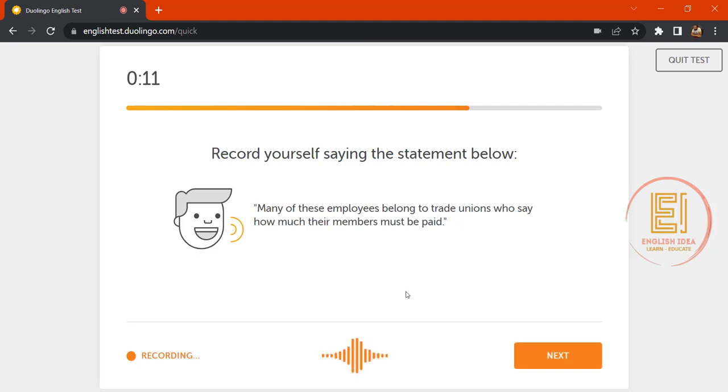Many of these employees belong to trade unions, who say how much their members must be paid.